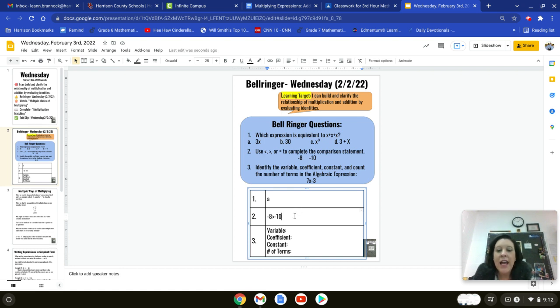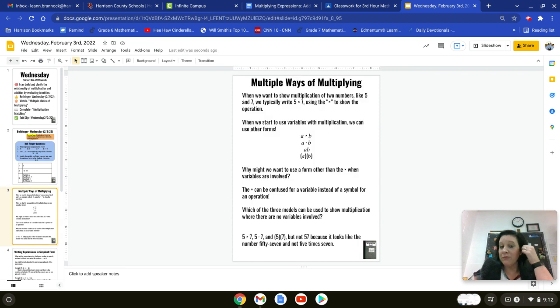And then the last one, we're going to identify the variable, coefficient, constant, and the number of terms in the expression 7x minus 3. So we know that x is our variable because it is a symbol, usually a letter, used to represent some unknown amount. 7 is our coefficient because co means with. So that's the number being multiplied with the variable. The constant is 3. And the number of terms: 7x is a term and 3 is a term. So it has 2 terms. Hopefully those make sense.